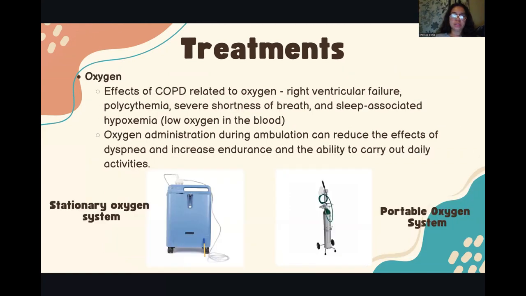Oxygen as a treatment, so effects of COPD related to oxygen: the right ventricular failure, polycythemia, severe shortness of breath, and sleep-associated hypoxemia. Oxygen administration during ambulation can reduce the effects of dyspnea and increase endurance and the ability to carry out daily activities. So there are two types of oxygen machines. There's a stationary oxygen system that needs to be plugged into the wall, and a portable oxygen system that can be taken around with the individual.